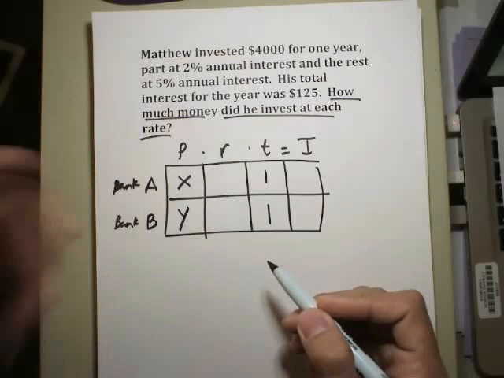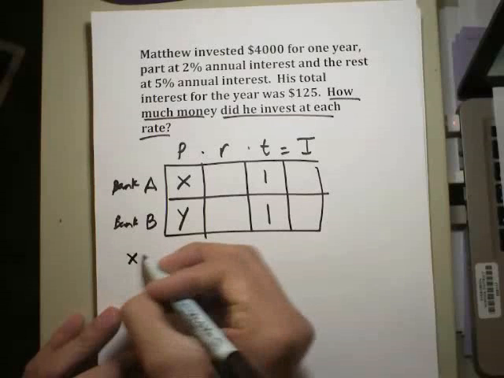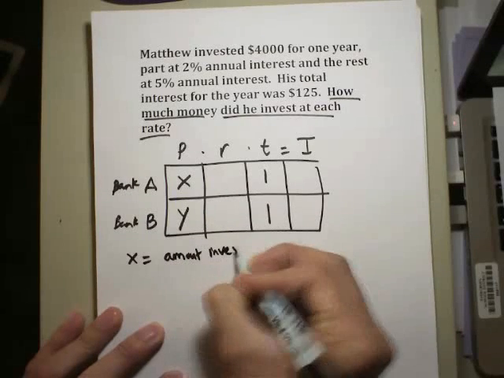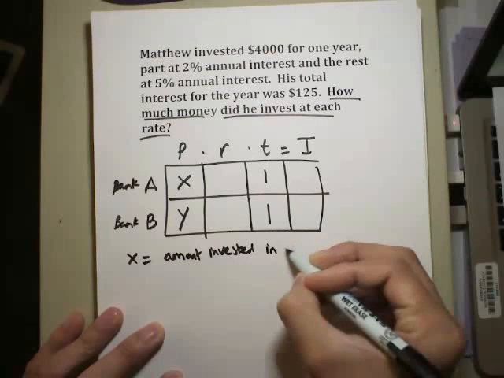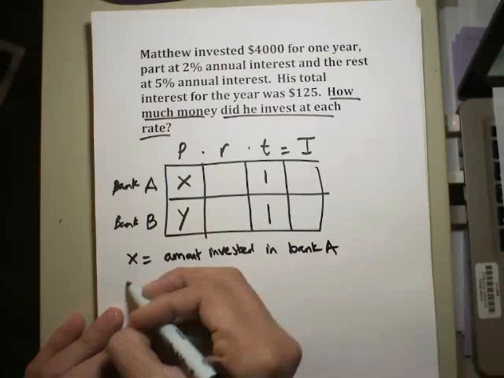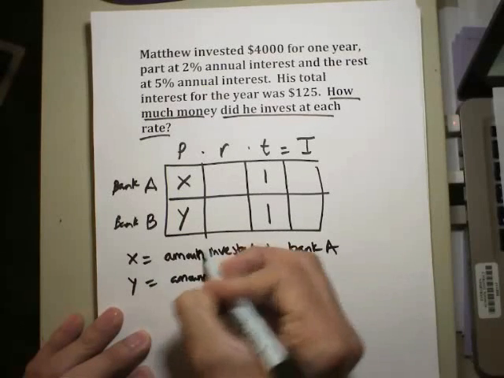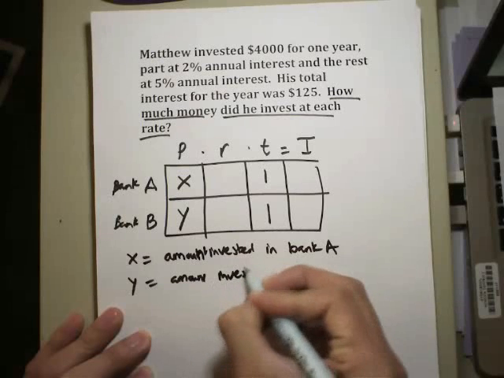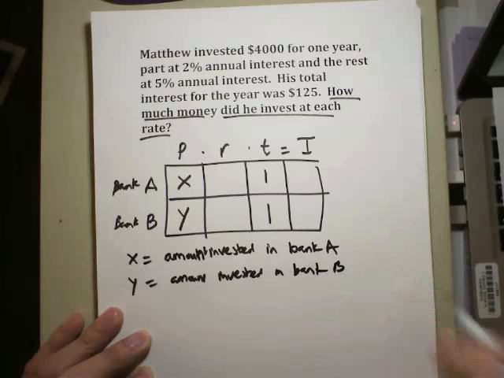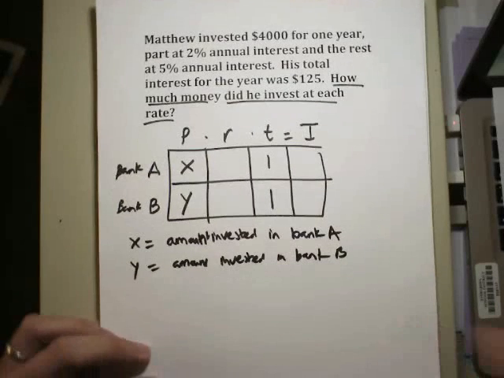Now, every time you declare a variable, don't forget to define it. So X would be amount invested in Bank A, and Y would be the amount invested in Bank B. Okay, so I'm clearly defining it so that once I'm done solving it, I know exactly what X and Y are.